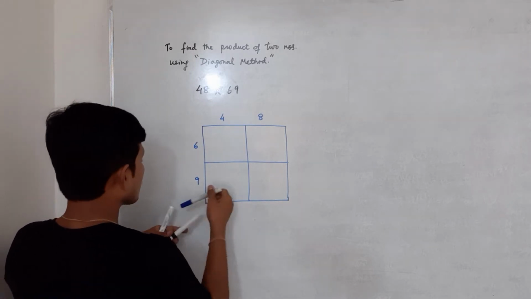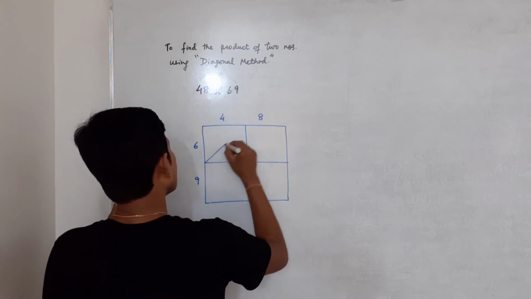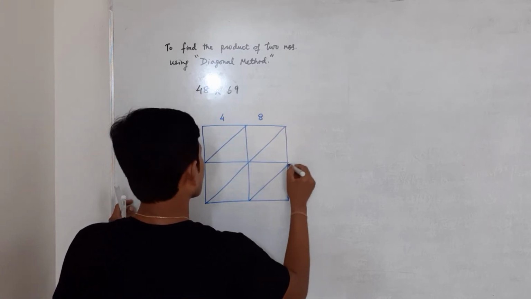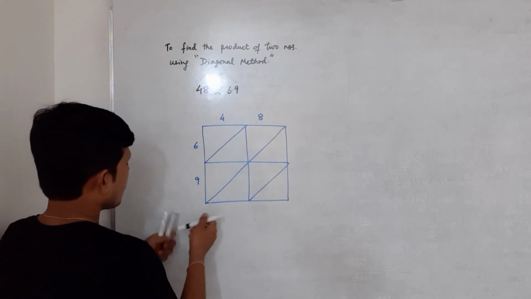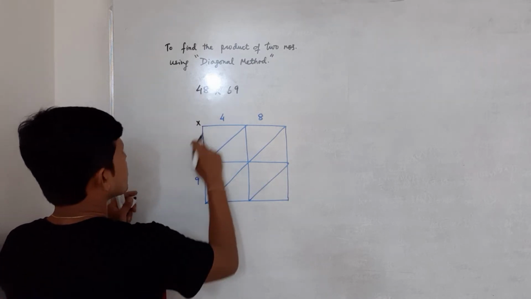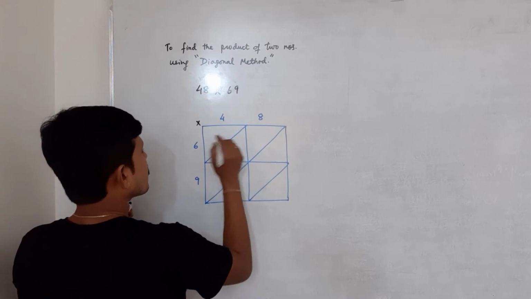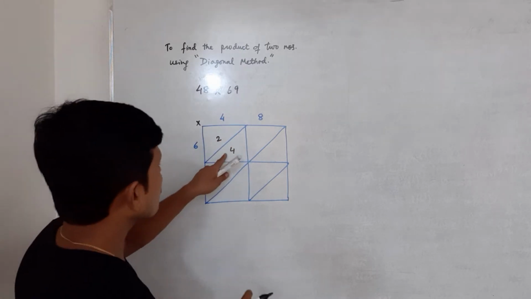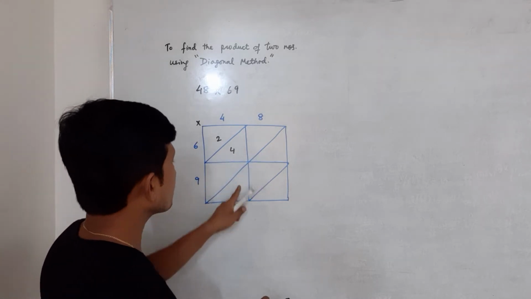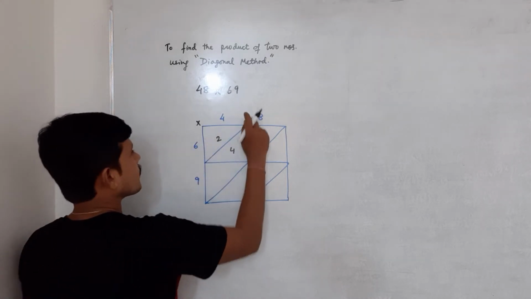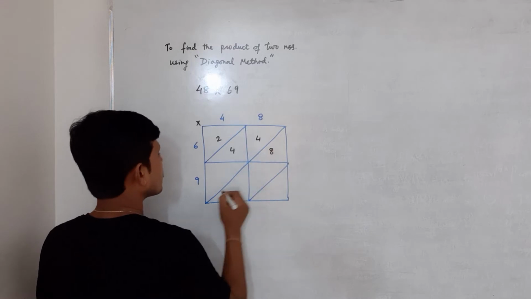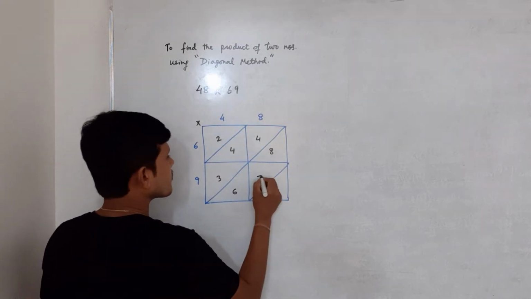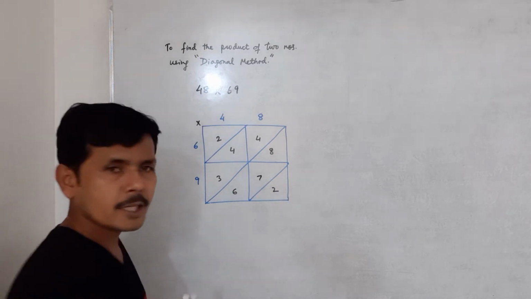Now, you have to complete its diagonal in each square. So I have done it. Now you need to multiply 6 into 4, 24. So you have to write 24 like this, which means the ones digit will always be in the lower part. Okay? 6 into 8, 48 over here. Now 9 into 4, 36. 9 into 8, 72. Till here it is okay.